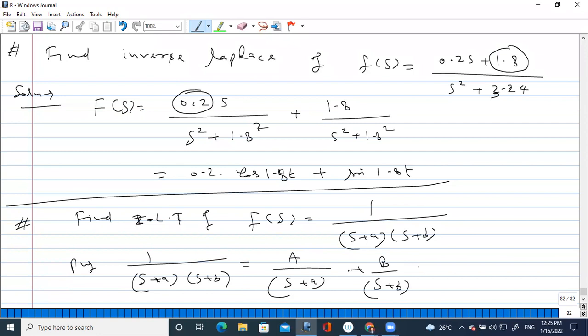Okay, then multiply on both sides with this, so then it will become 1 equal to A into (s plus b) plus B into (s plus a). Now you can multiply this, so 1 will be As and Bs is there, so (A plus B) into s, plus Ab and Ba is there, so that will be Ab plus Ba. Now on both sides you can compare the coefficient of s to the power 1, s to the power 0. So A plus B will be 0.